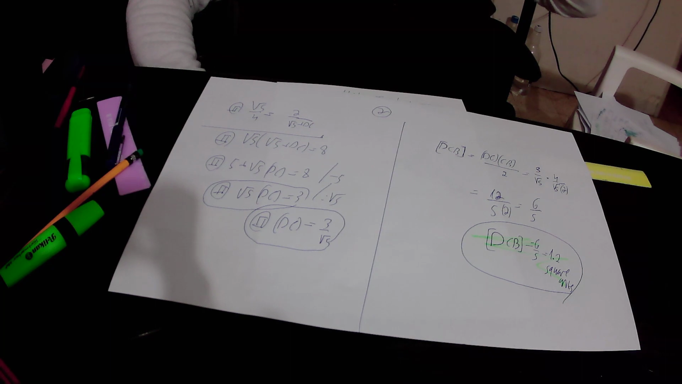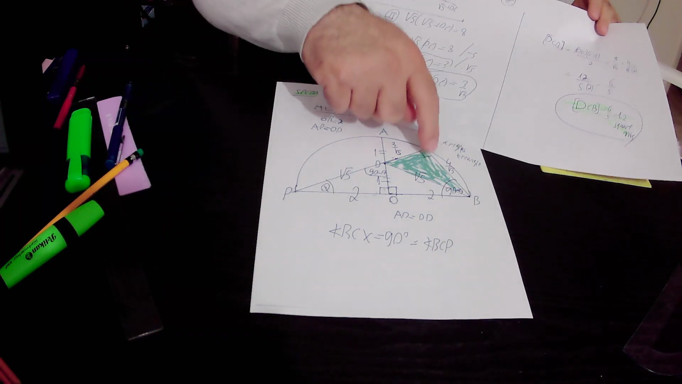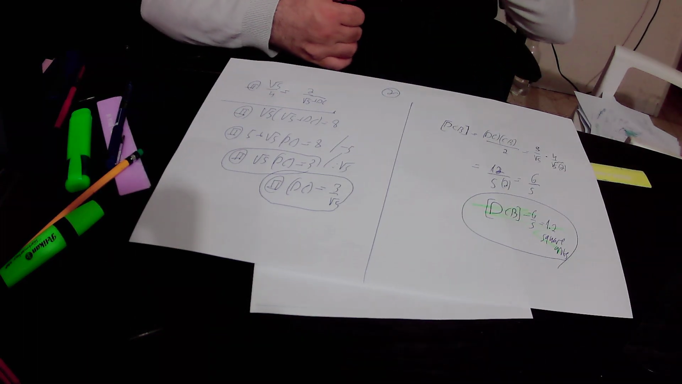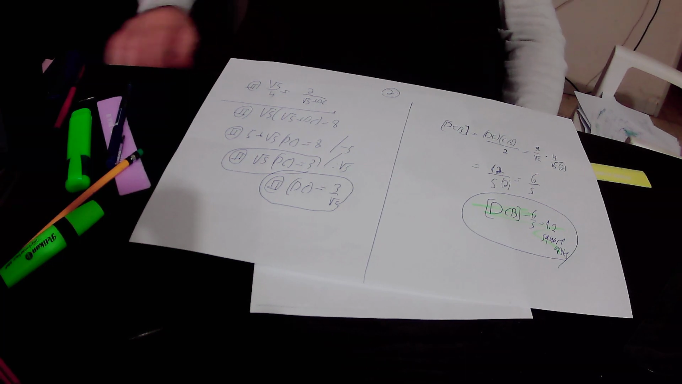So in conclusion, the area of the blue right triangle DCB equals 6 over 5 square units, or in terms of numbers, it is equal to 1.2 square units. So in both methods we arrive at the same result. Okay, thank you very much.